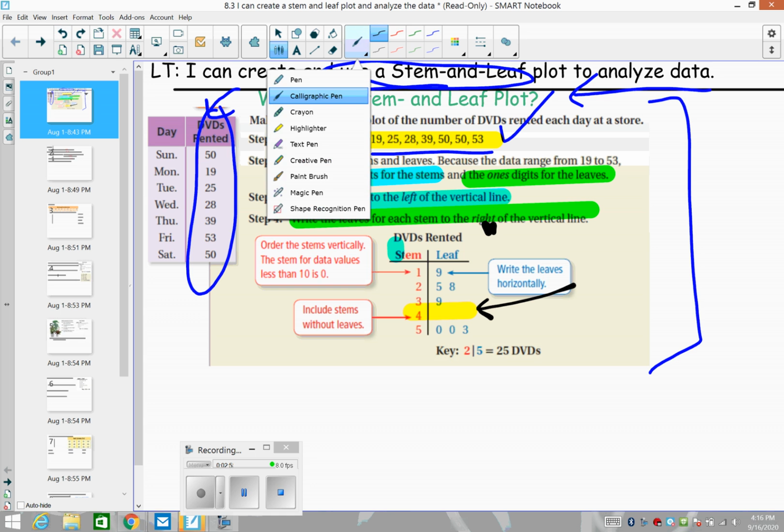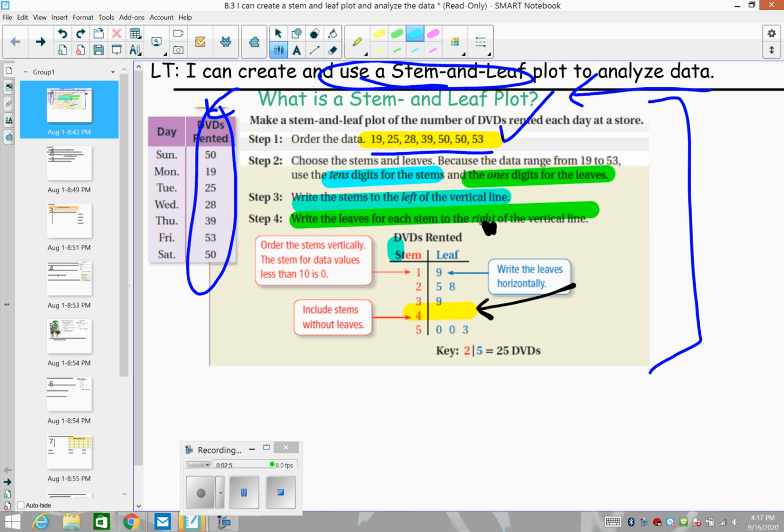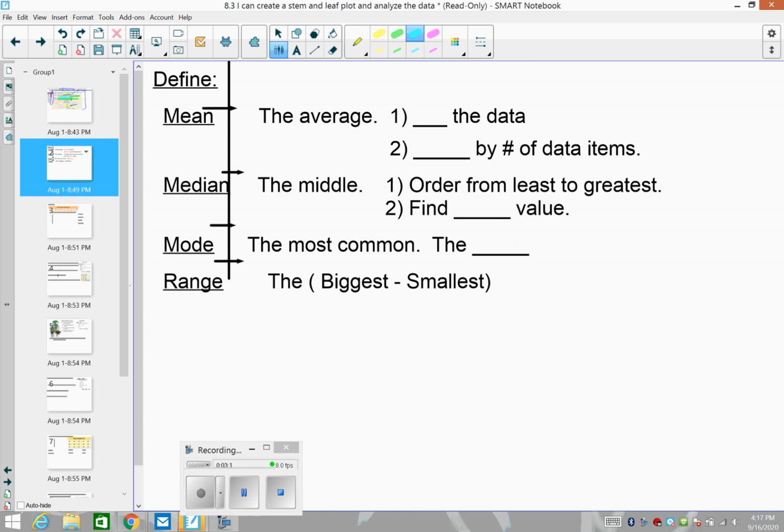Other things to point out. If we look up here in our graph, we see that we have a data point at 50 and 50. We have two of them. So therefore, in my stem and leaf plot, that should be modeled down there as well. So that's a stem and leaf plot. So what can you do with that? Well, you can calculate the data analysis. So the terms that you've heard before: mean, median, mode, and range. We're going to calculate those today as we create.